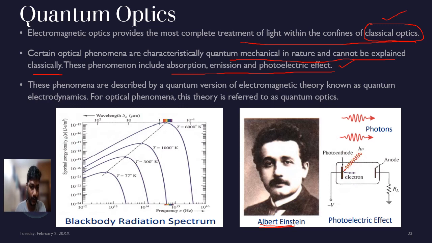In this figure, this graph is basically the spectral energy density versus frequency, and you can see curves at different temperatures: T equal to 77 Kelvin, 300 Kelvin, 1000 Kelvin, 6000 Kelvin. Basically, in quantum mechanics, the first thing we explained was the blackbody radiation spectrum. After that came the photoelectric effect, absorption, and emission. These things can only be described by quantum optics.